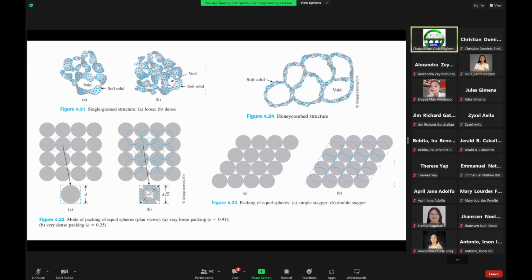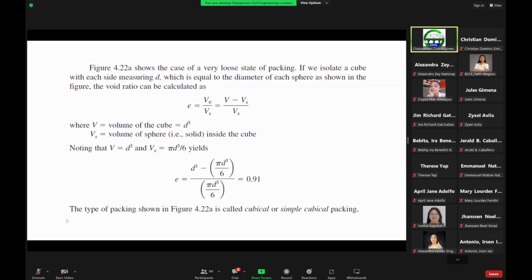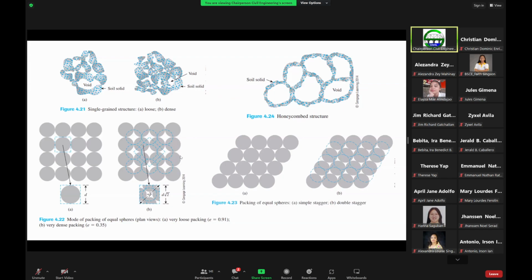0.35. So for example, this 0.91 value, let's try to derive that. In the case of a very loose state of packing, if we isolate a cube with each side measuring d, with the dimension d, which is equal to the diameter of the sphere.